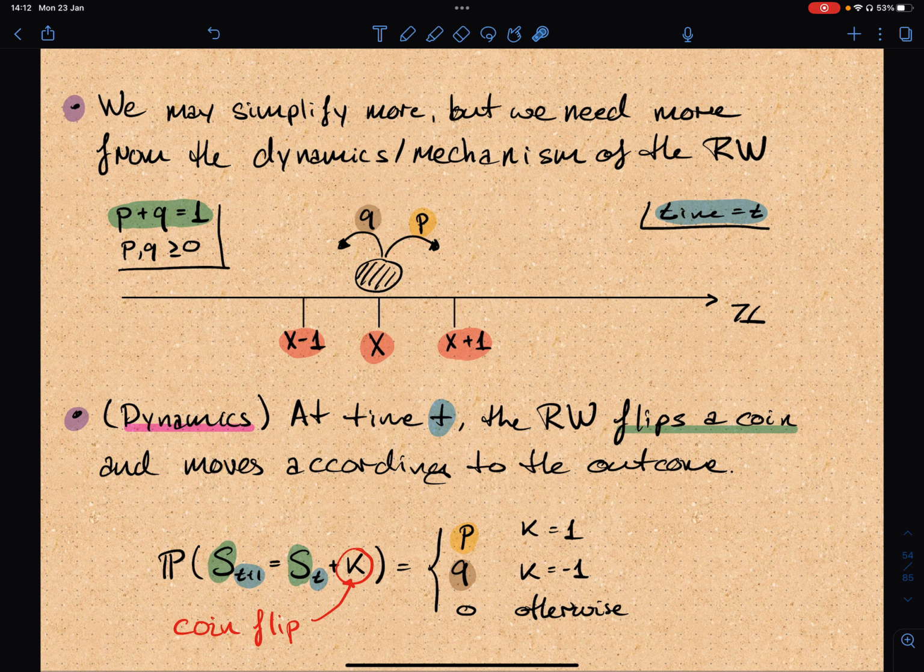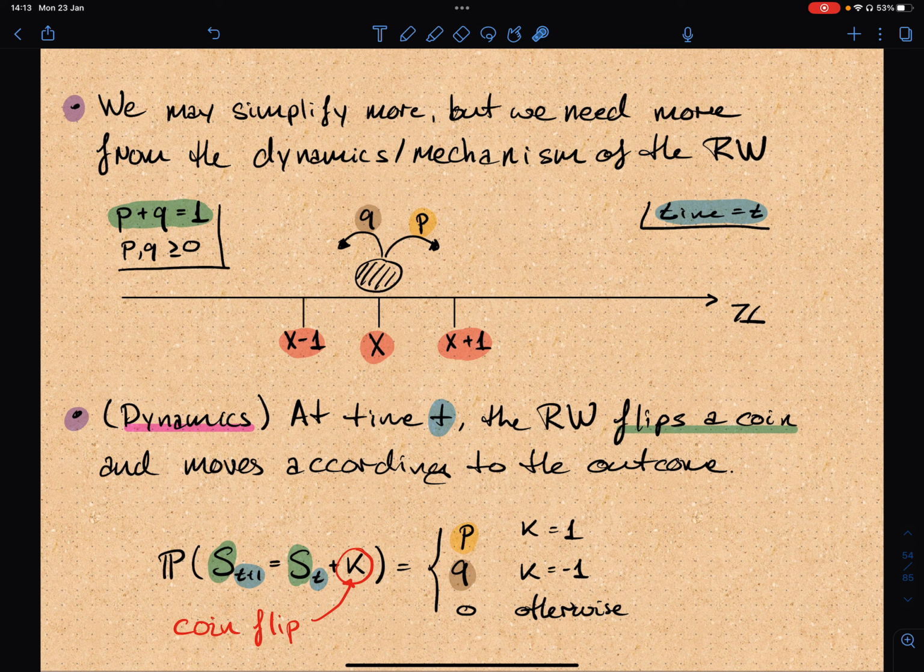And the way that I'm doing the dynamics in particular is that at time t the random walker is going to flip a coin, and it's going to move according to that coin. If it's heads with probability p, it's going to jump to the right. If it's tails with probability q, it's going to jump to the left. And here I'm taking the simplest non-trivial dynamics, and I'm having the particle just jump to adjacent locations.